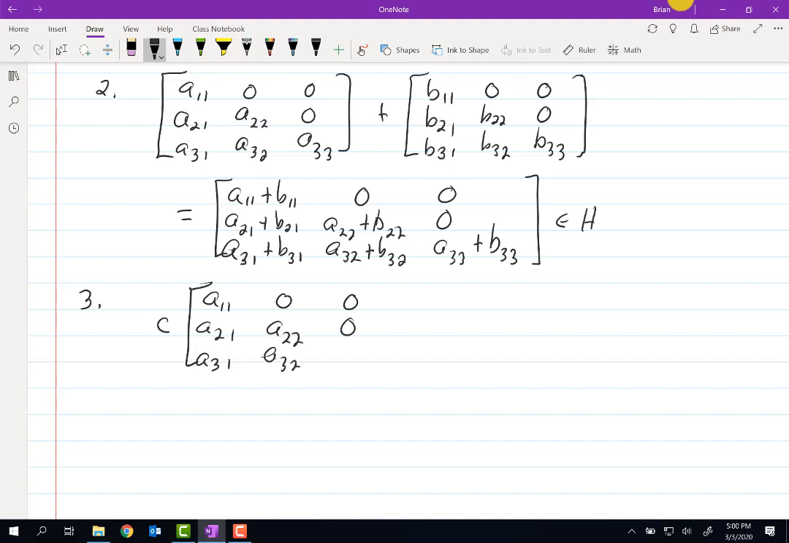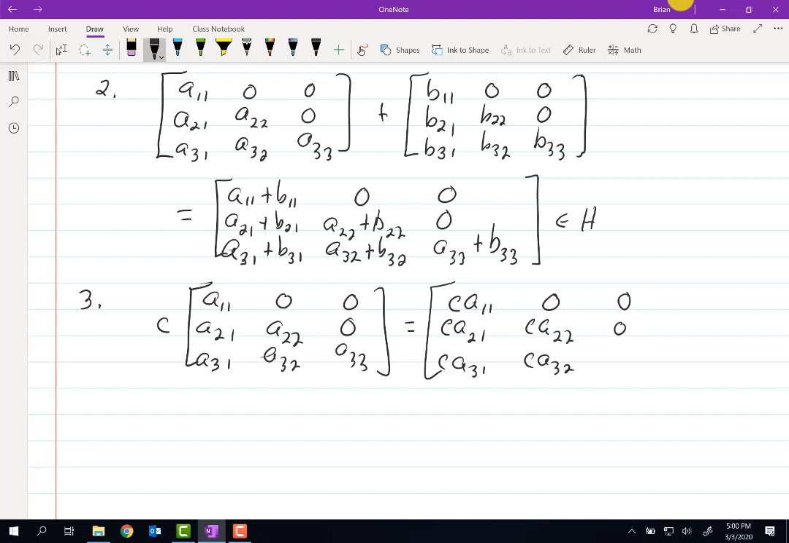And you end up getting CA11. Well, C times these zeros is still going to produce a 0. CA21, CA31, CA22, CA32, 0, CA33. And since it's lower diagonal, that item is also in H.